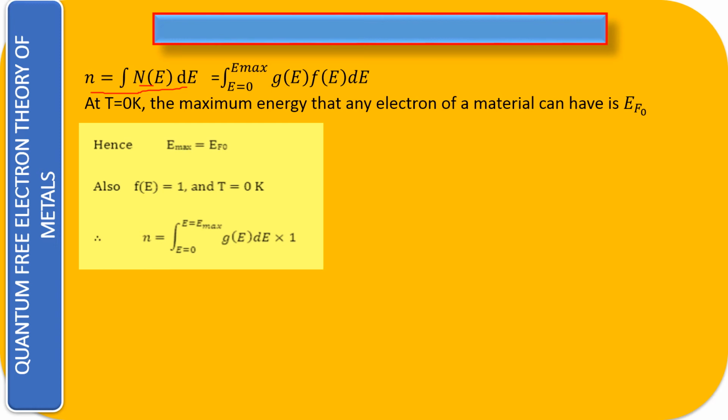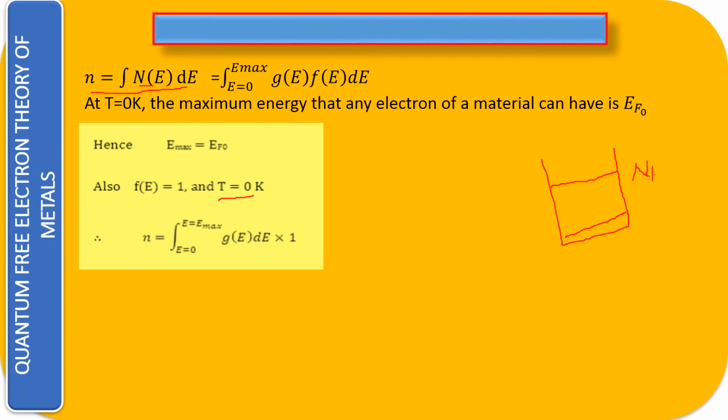E maximum will be equal to your Fermi energy, that I have already explained, and we know at 0 Kelvin 100% of the electrons will be lying below the Fermi level. That we already know. If we have n number of electrons, we have n by 2 number of energy states, right? In each of the energy states we have 2 electrons, so all the electrons get filled up.